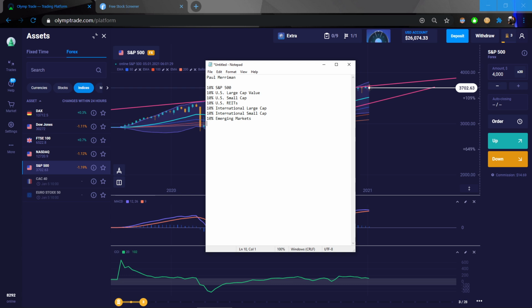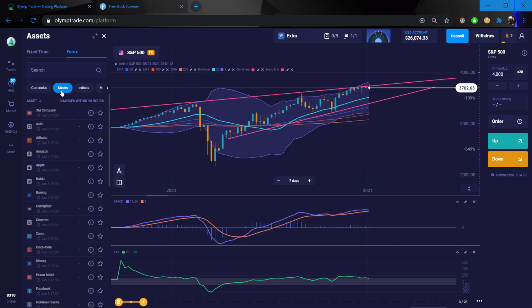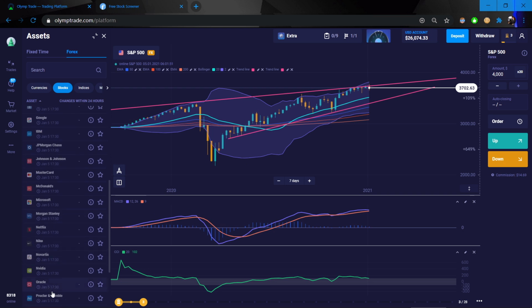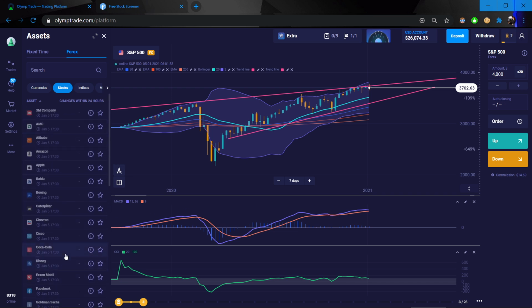It's important to remember that Merriman is holding bonds, so this is not a complete 100%, but it is the stock part of his portfolio. So 10% we have in the S&P 500, 10% US large cap value investing. All of our stocks over here are large cap and value investment options.